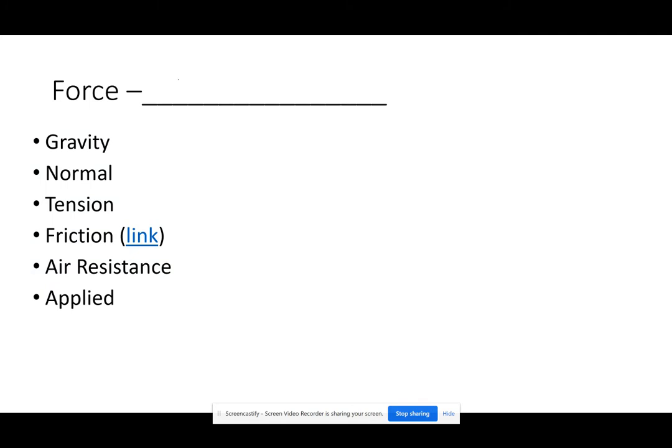Let's talk about forces. A force is a push or a pull. And we usually think of these as something that gets an object moving. And that's it. That is what a force is. They get objects moving, and it's a push or a pull. The first force that we're going to use in this class is gravity.